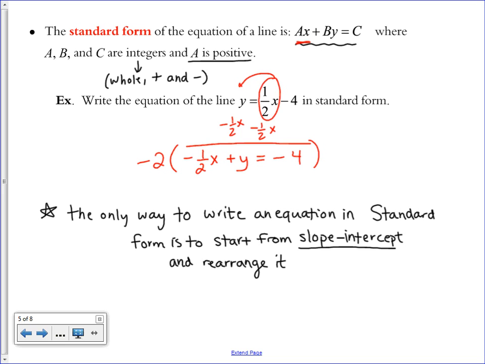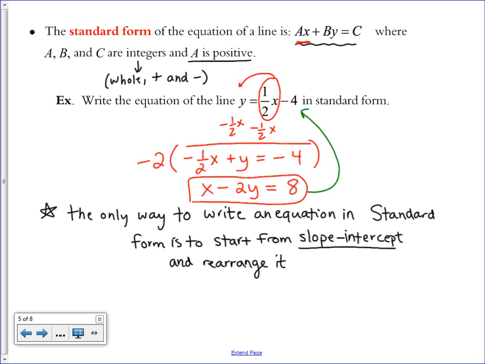I'm allowed to do this as long as I do it to the left side and the right side of the equation to keep it balanced. So negative 2 times negative 1/2 is going to end up just being positive 1, which changes the coefficient of y to minus 2y, and it changes the c value on the other side of the equal sign to be a positive 8. This is the standard form version of this linear equation.